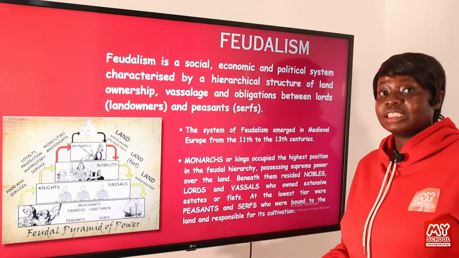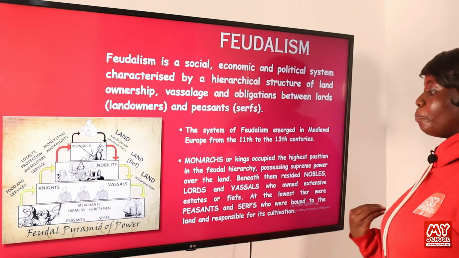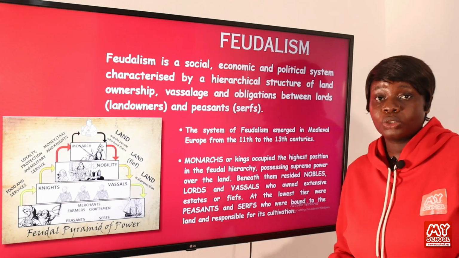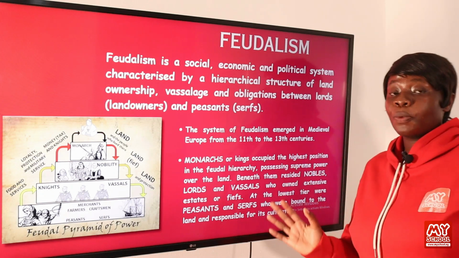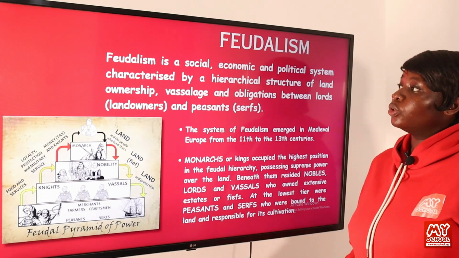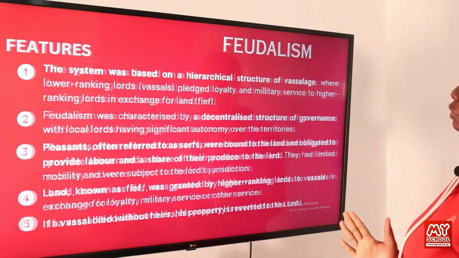So another name for land is fiefs. At the lowest tier were peasants and serfs who were bound to the land and responsible for its cultivation. So they worked the land and they stayed there. And in turn, those people above them offered them protection. So now let's move on to the next slide, where we're going to discuss the features of feudalism.